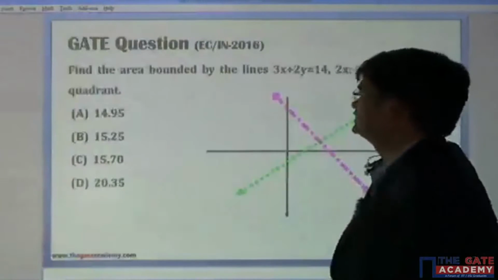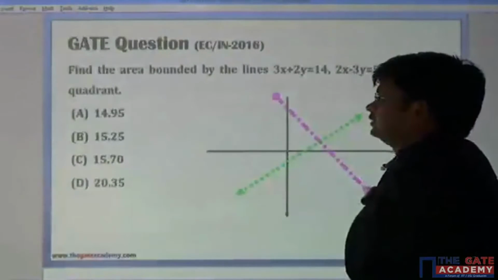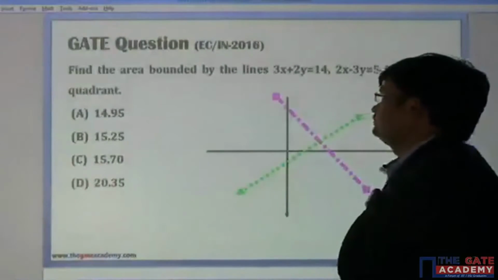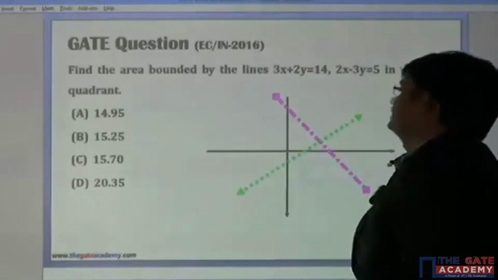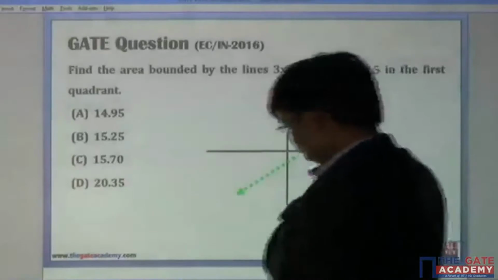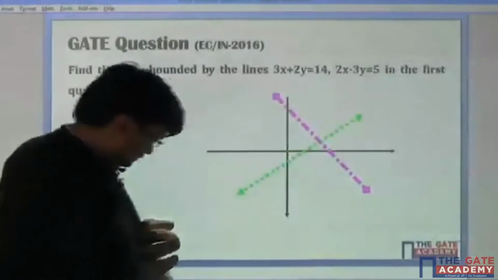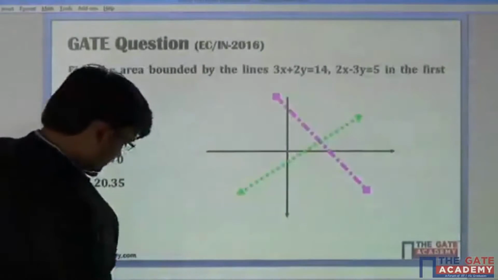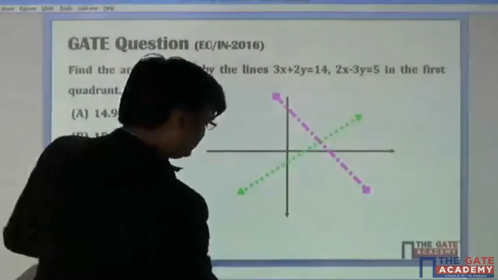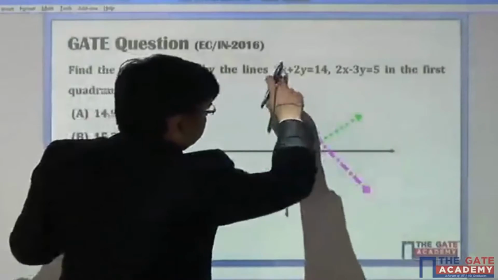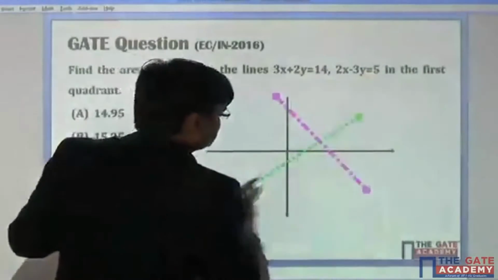This question was asked in AC and IN paper. The question is, find out the area bounded by the lines 3x plus 2y is equal to 14, 2x minus 3y is equal to 5 in the first quadrant. So now, from the diagram it is clear, this particular line is this and this is this.